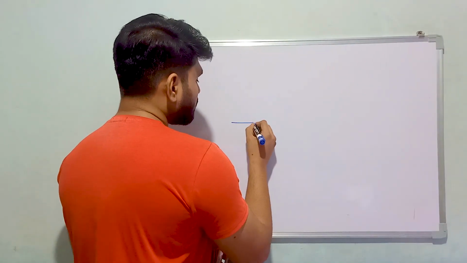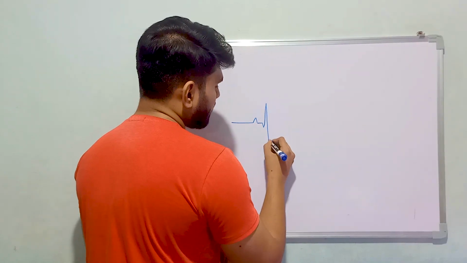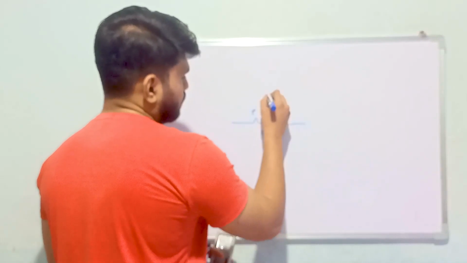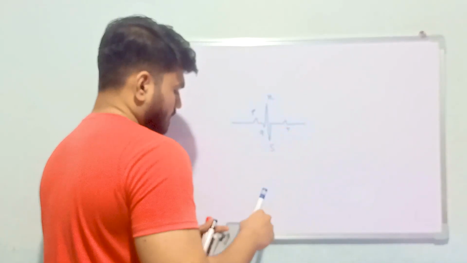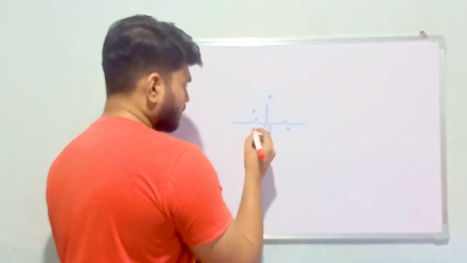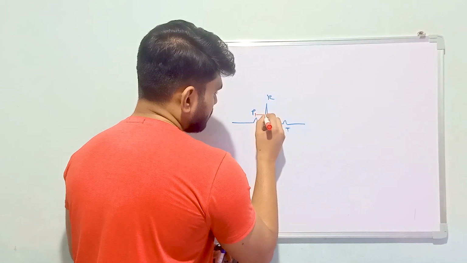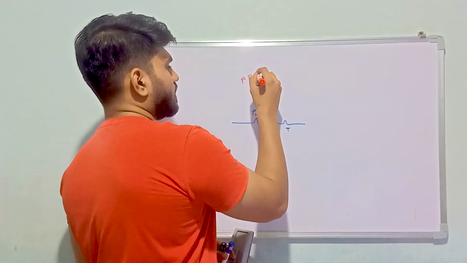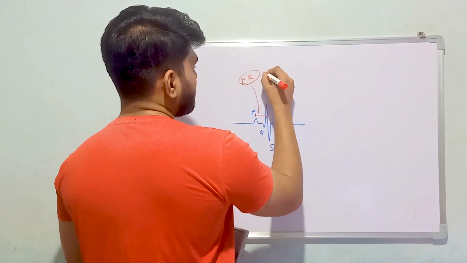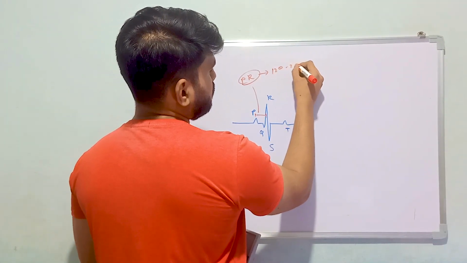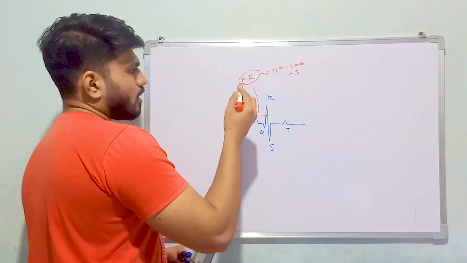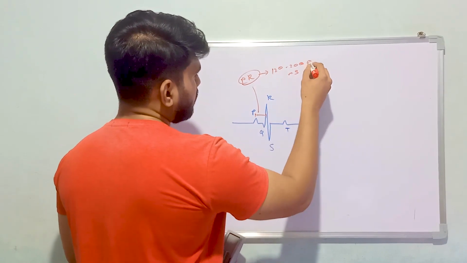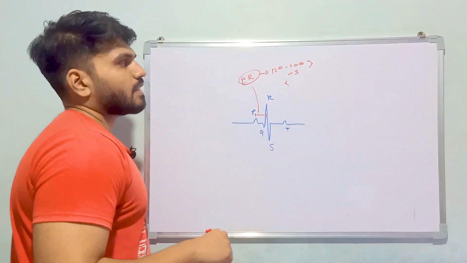So this is our basic looking EKG. This is P wave, Q, R, S and T. Now to identify the PR interval, we will see from this to here. This is our PR interval. Normal PR range is 120 to 200 millisecond. So this PR interval can be more than this or can be less than this.